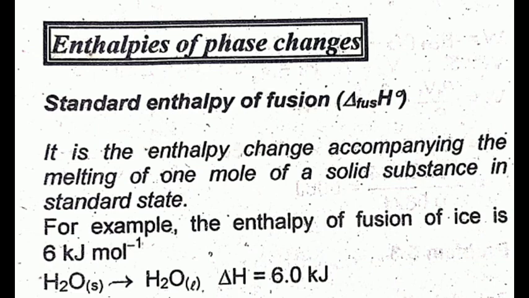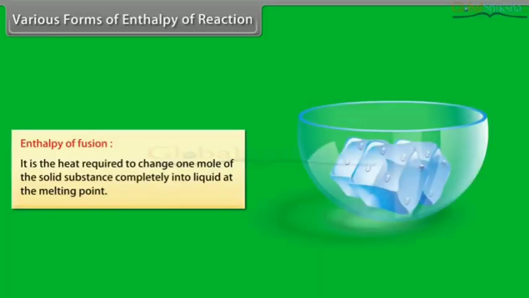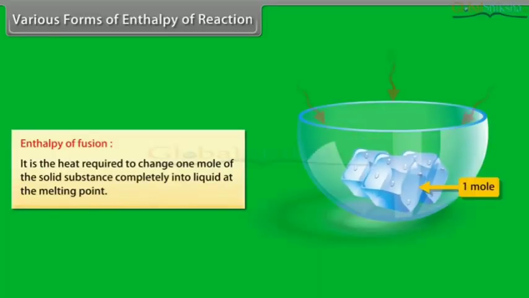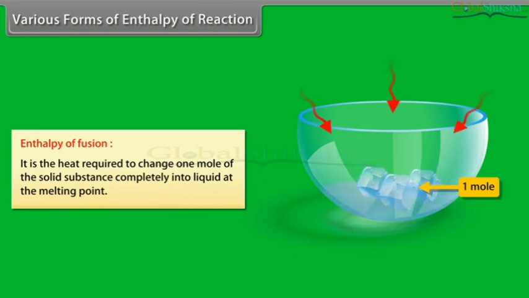It is the enthalpy change accompanying the melting of 1 mole of a solid substance in standard state. For example, the enthalpy of fusion of ice is 6 kilojoule per mole. That means 1 mole of ice melts when it absorbs 6 kilojoule per mole amount of energy. It is an endothermic process.